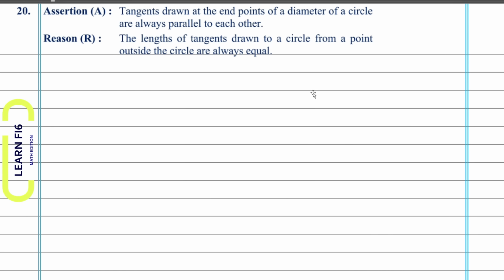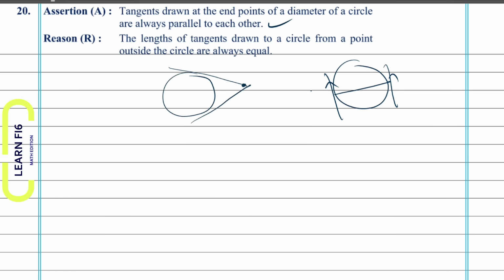Let's go to question number 20. Tangents drawn at the end points of a diameter of a circle are always parallel to each other. It's actually a property. Whenever you draw two tangents at the ends of a diameter, those two are always parallel to each other. So the assertion is true. The lengths of the tangents drawn to a circle from a point outside the circle are always equal. If you draw tangents from an external point, the lengths of the tangents are always equal. So this is also a true one. But the reason is not a correct explanation of the assertion, so the option is B.